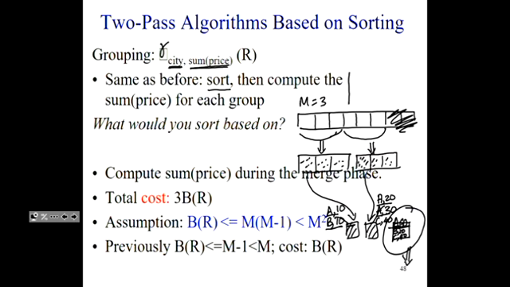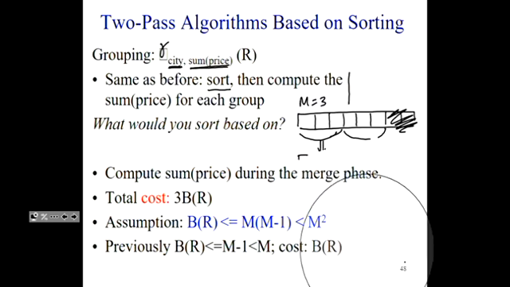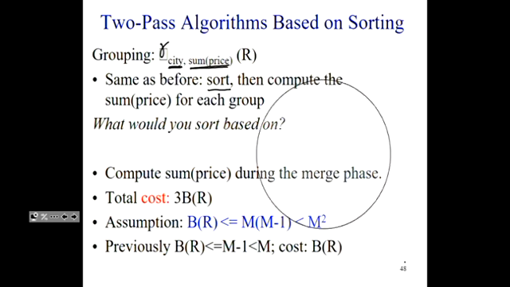So that's grouping. What is the cost? The cost is going to be the same as the previous approach, right? So the same as sorting, same as duplicate elimination. You are reading the relation in once, writing it out once, reading it in again, and therefore it's 3 times B of R. What is the constraint on memory?